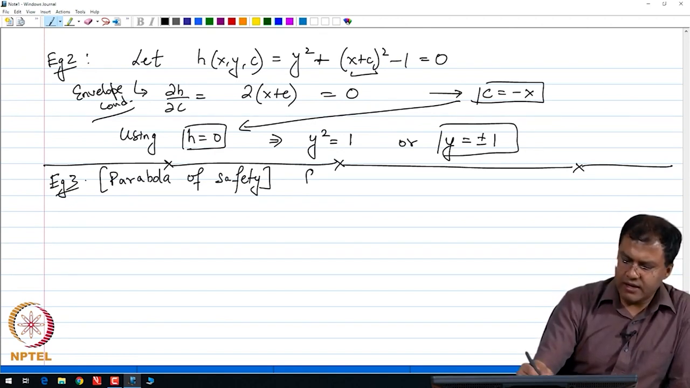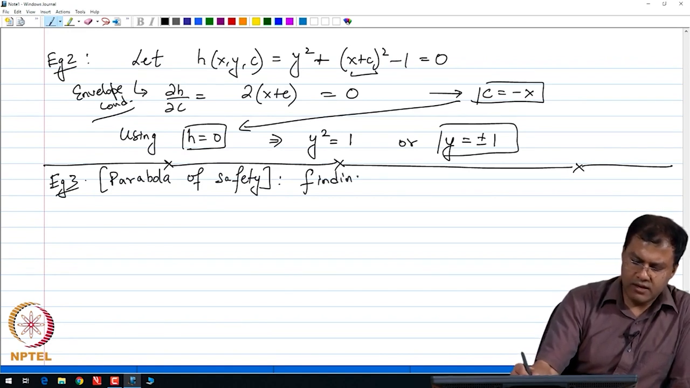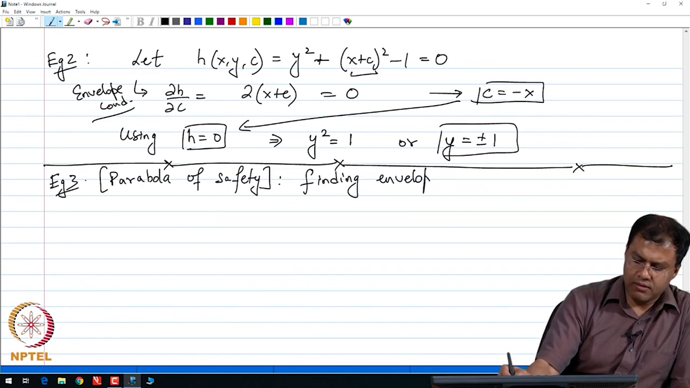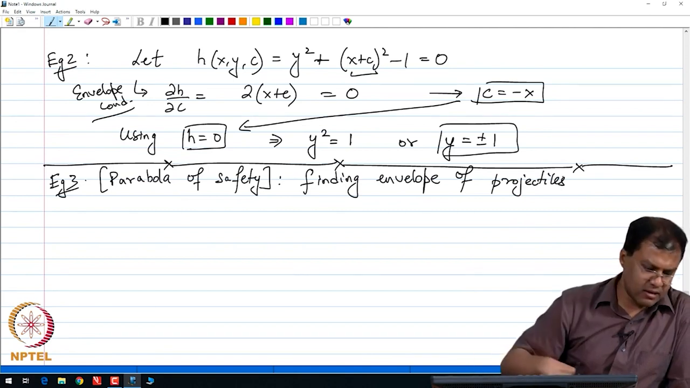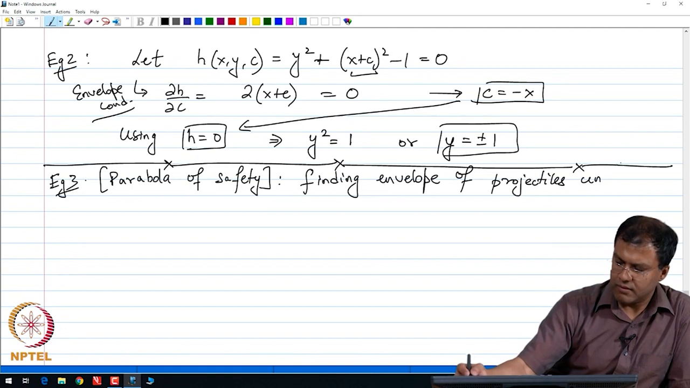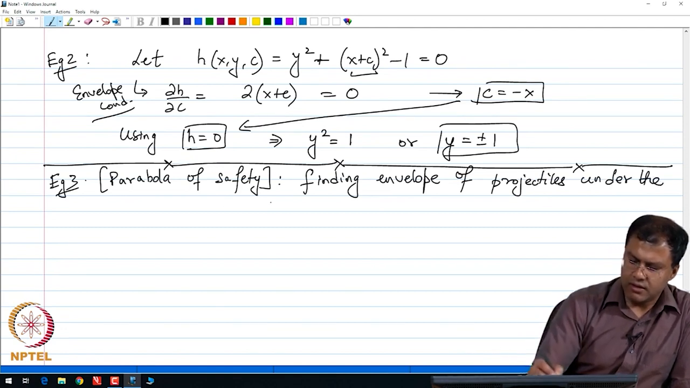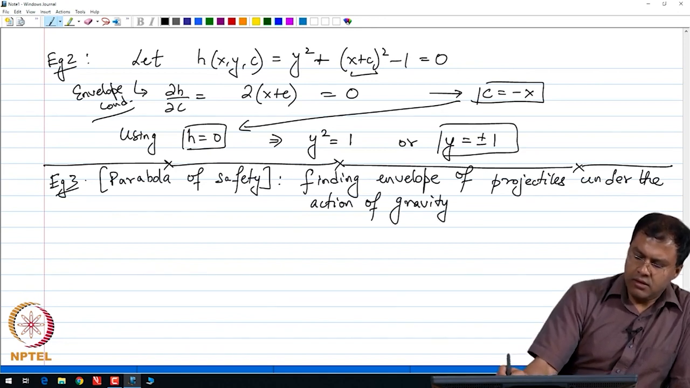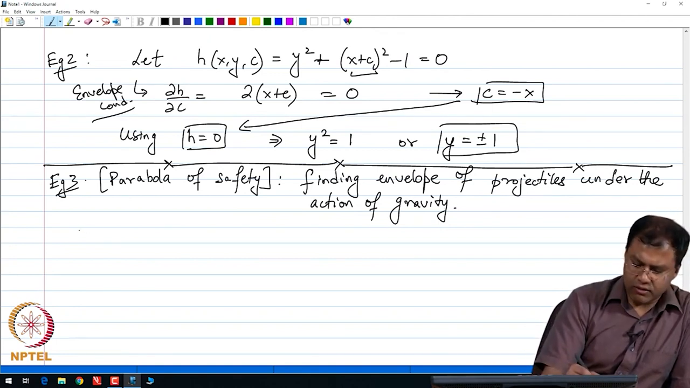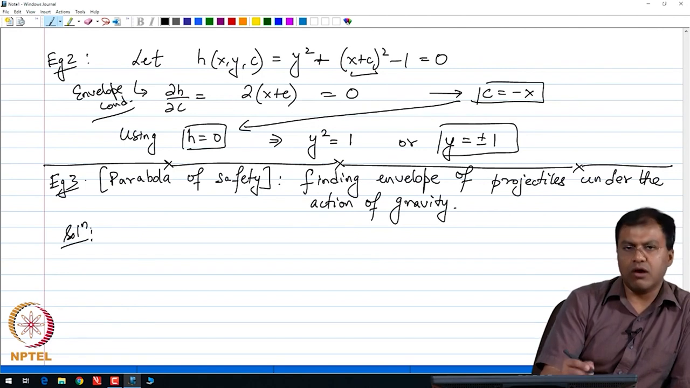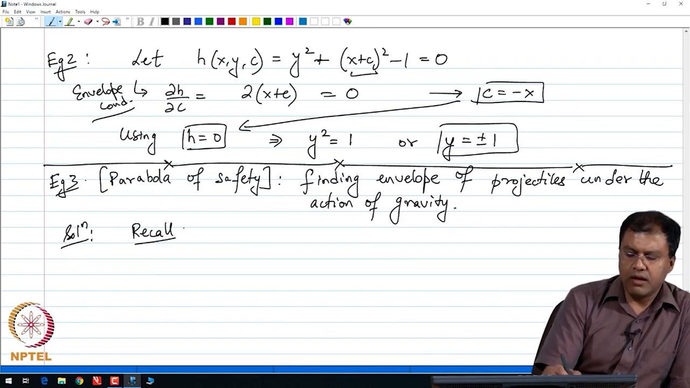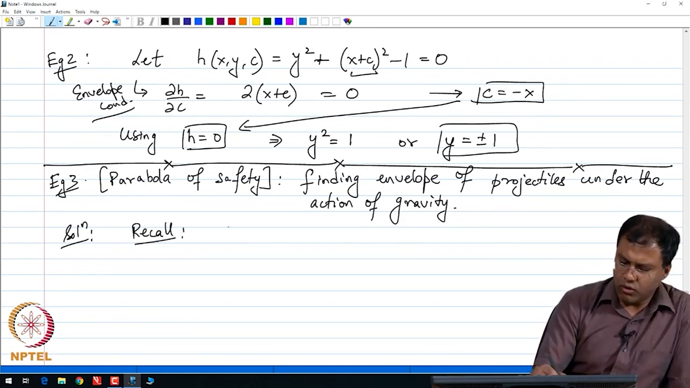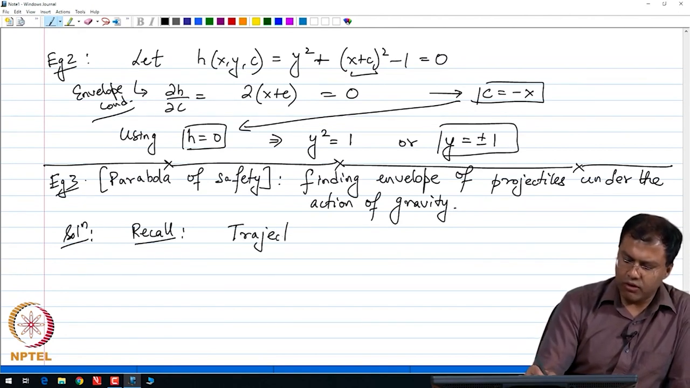So, we have to find the envelope of projectiles under the action of gravity. So the trajectory is as follows. Without solving the motion of the projectile, I am going to recall the solution straight away. This is right from high school Newtonian mechanics. Note that the trajectory of the projectile follows the following path.